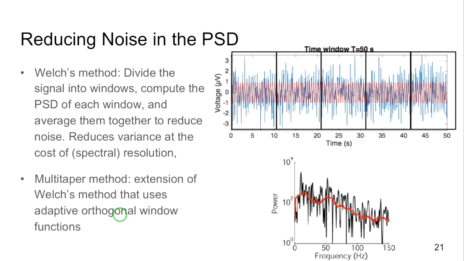So the PSD is a fairly noisy signal, but there are ways to clean it up. A very common way is Welch's method. Welch's method works by dividing up the total signal into windows, computing the PSD of each window separately, and then averaging them together. The trade-off is that it reduces the variance, but it costs you spectral resolution. And you can see an example here. This is a periodogram. The original periodogram is in black, and using Welch's method, you get something in red.